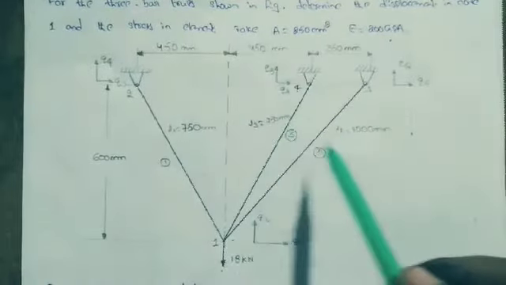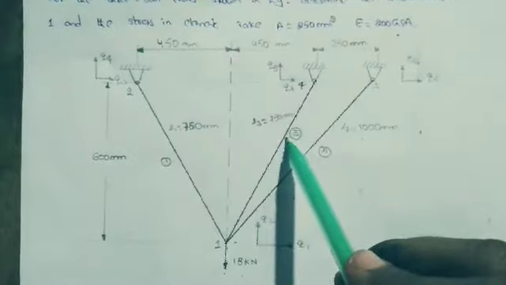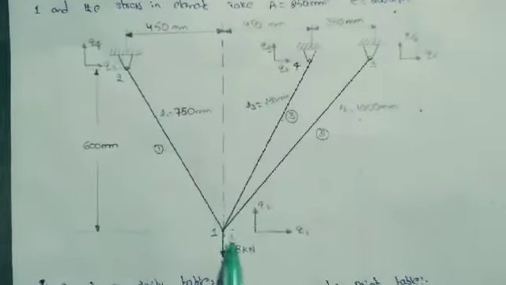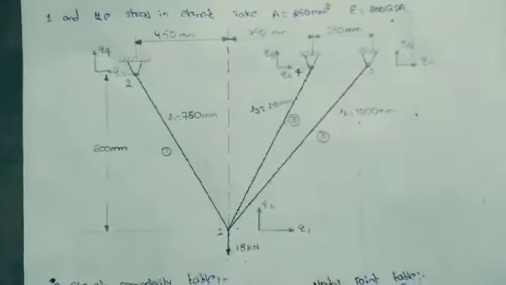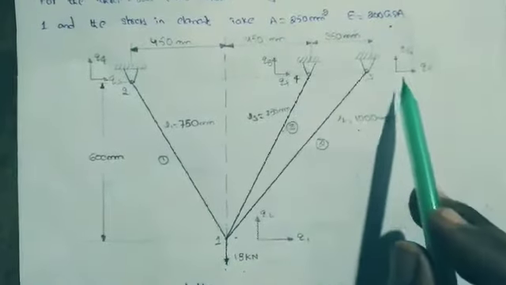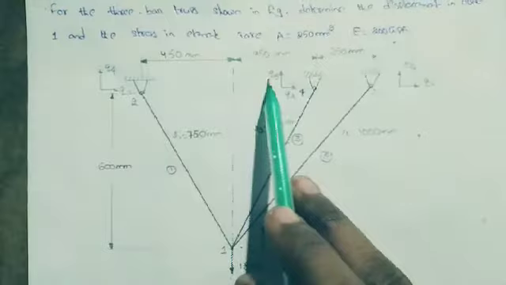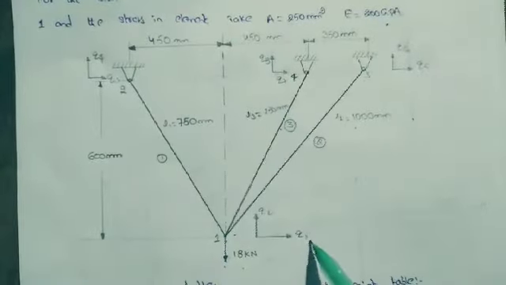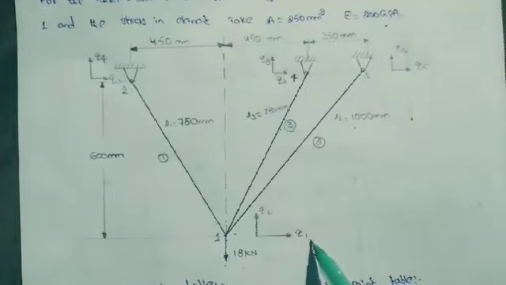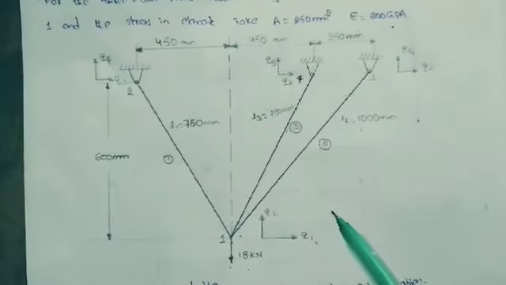Similarly, the second element is 1000 mm, and the third element is 750 mm. At node 1 there are displacements q1 and q2, at node 2 q3 and q4, at node 3 q5 and q6, and at node 4 q7 and q8. These are the displacements. Each odd number indicates the horizontal displacement and each even number indicates the vertical displacement of each node.